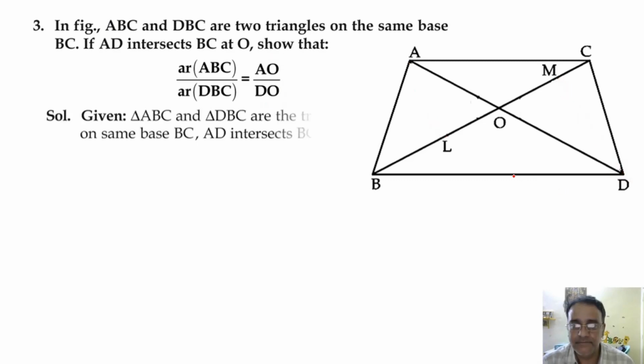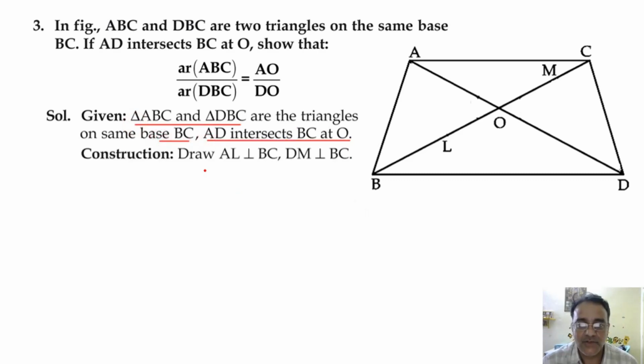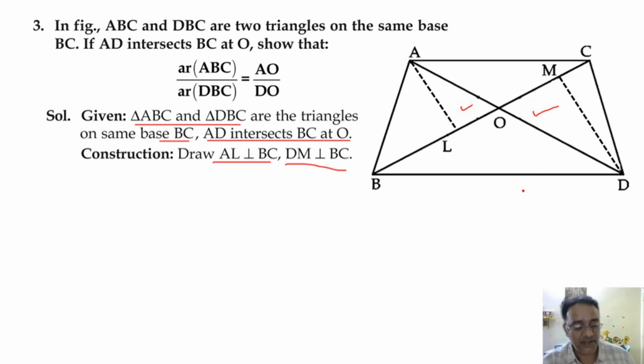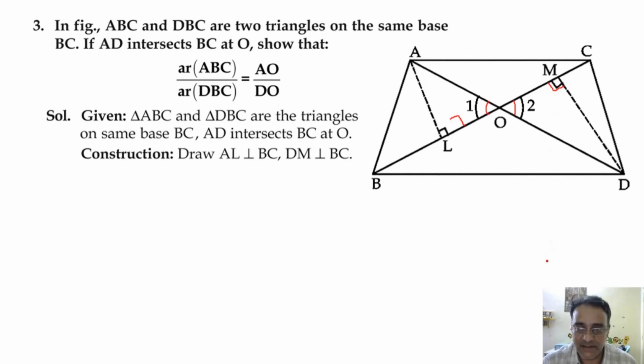Okay. So what is given is that these two triangles are on the same base and AD intersects BC at O. So we'll draw two perpendicular lines, one from A and another from D. So look carefully, this is AL, AL perpendicular to BC and DM perpendicular to BC. Now we will prove these two triangles similar. How will we prove it? Look carefully. These two angles are equal. Why? Vertically opposite angles. And these two angles are equal, each 90 degrees. Right, good.